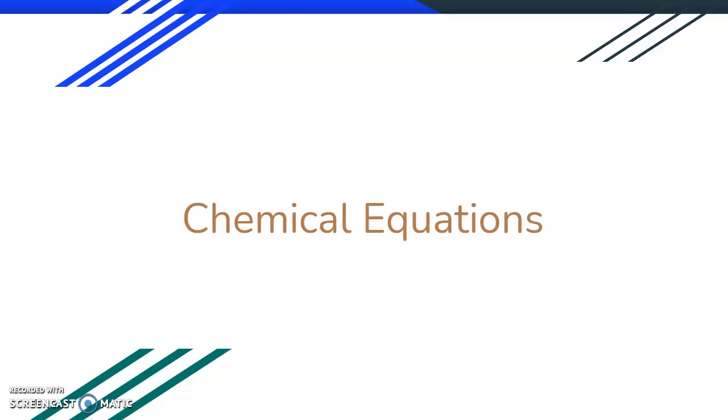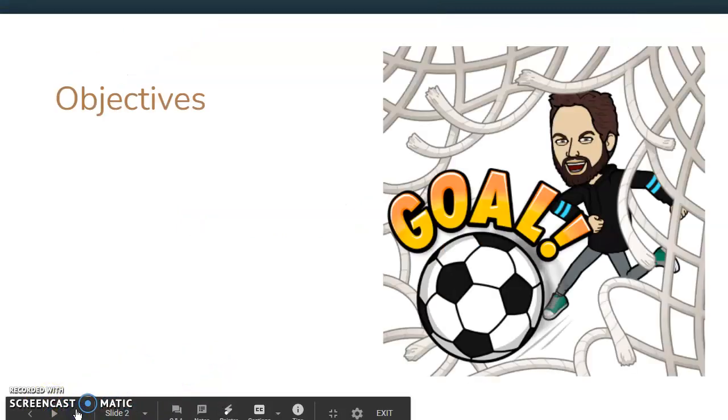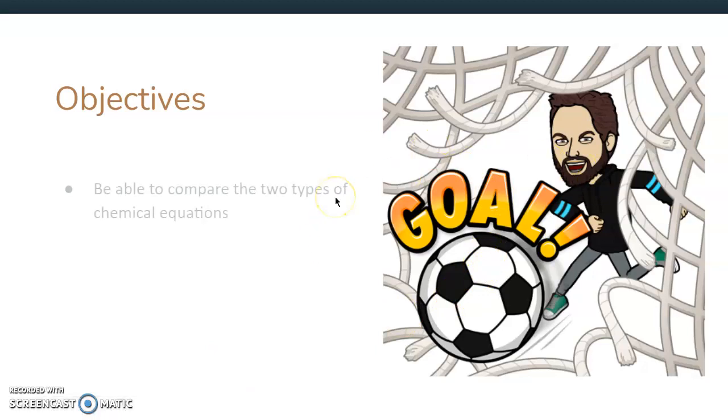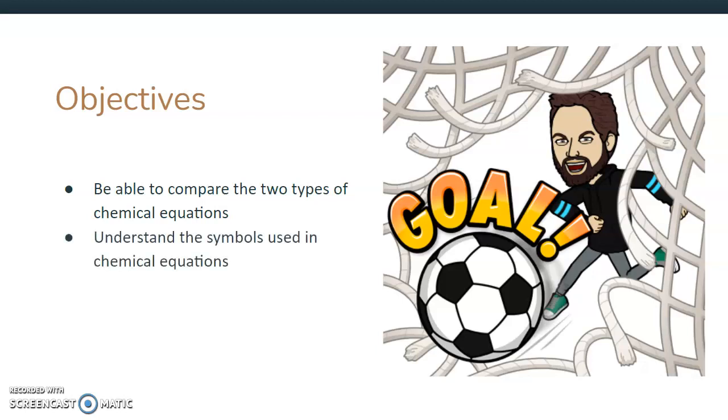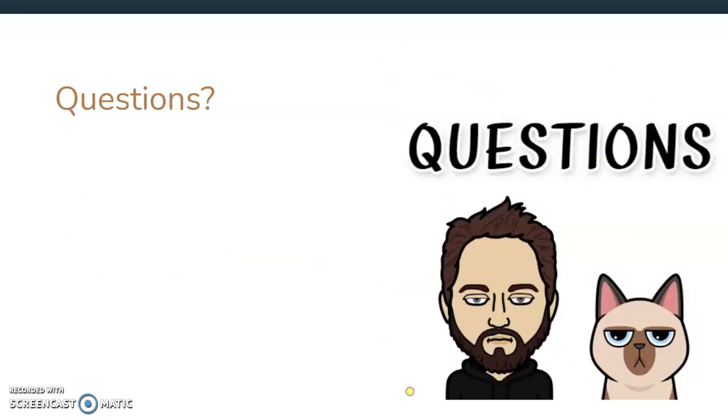Today we're going to be talking about chemical equations and how to balance them. So let's get started. Our objectives for today, or our goals, are to be able to compare our two types of chemical equations, understand the symbols that are used in our chemical equations, and also balance a chemical equation. Hopefully by the end of our video and the end of some of our work this week, we'll have this down very well.